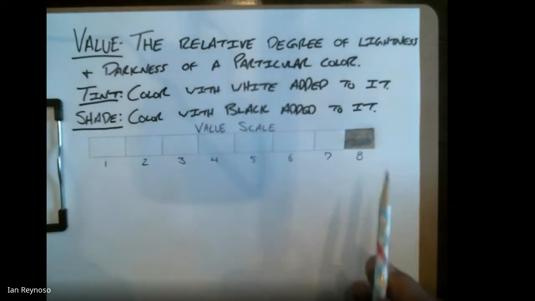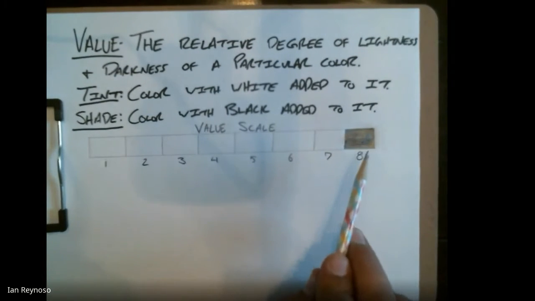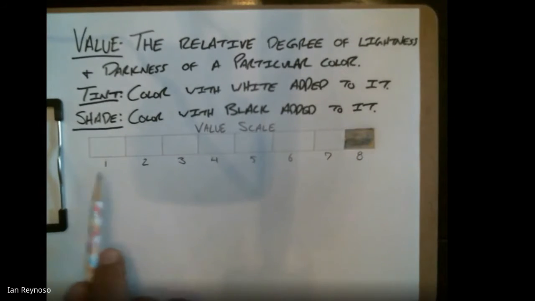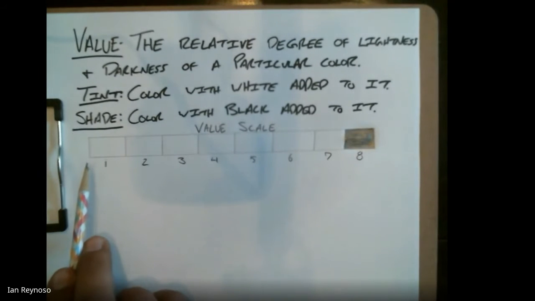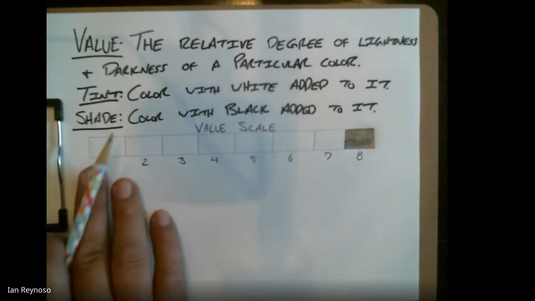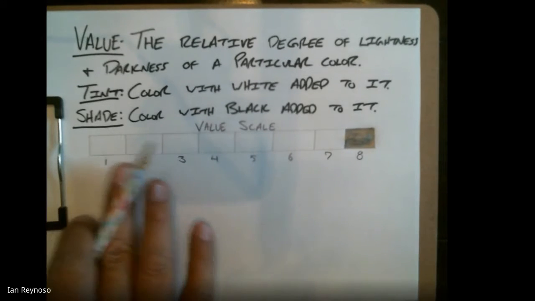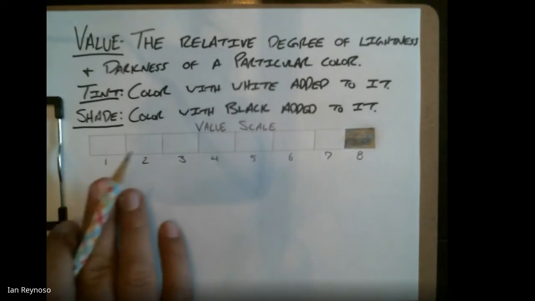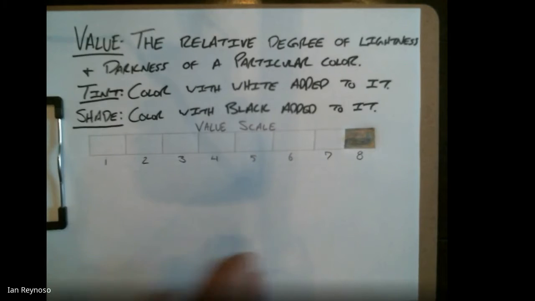Now, if my 8 is going to be super, super, super dark, my 1 is going to be what? Nothing. Exactly. It's going to be absolutely nothing. So we'll leave our 1 right here. We'll leave it as light as possible. Do not color in the 1 at all. Don't touch it. This is going to be a pure white.